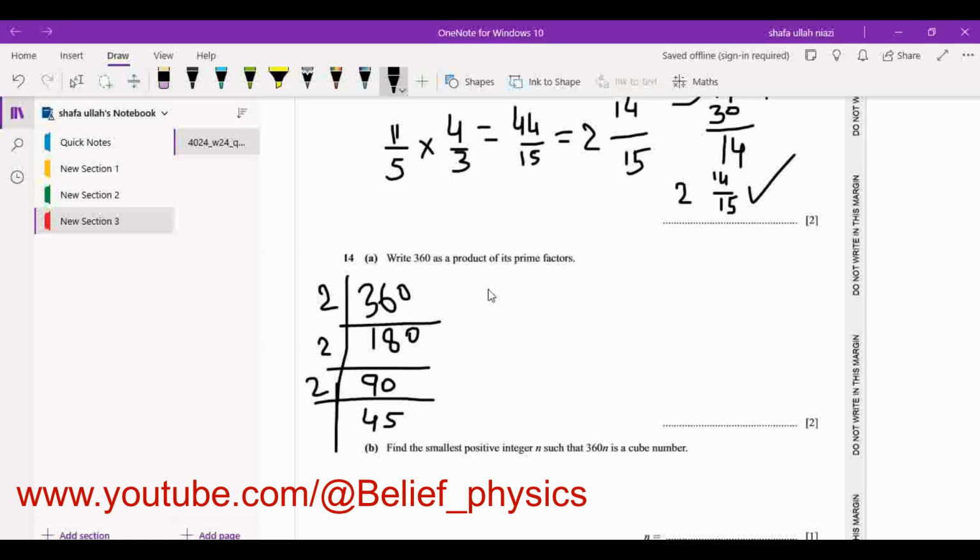This 45 I write here. 45 is divisible by 3 because 4 plus 5 is 9. If the sum of digits is divisible by 3, the number is divisible by 3. So 45 is divisible by 3: 3 1s are 3, 3 5s are 15, so 15 3s are 45. Then we have 3 into 5. 5 is a prime number, so we have completed the prime factorization.